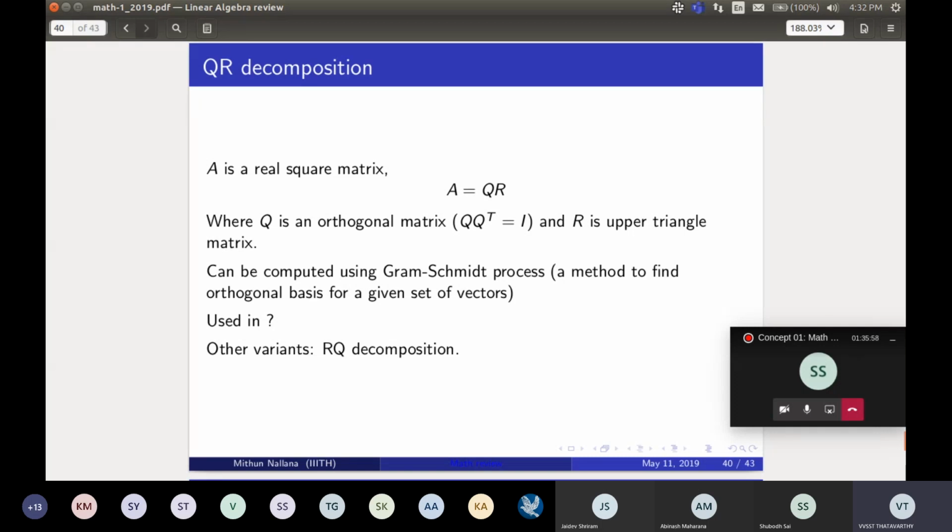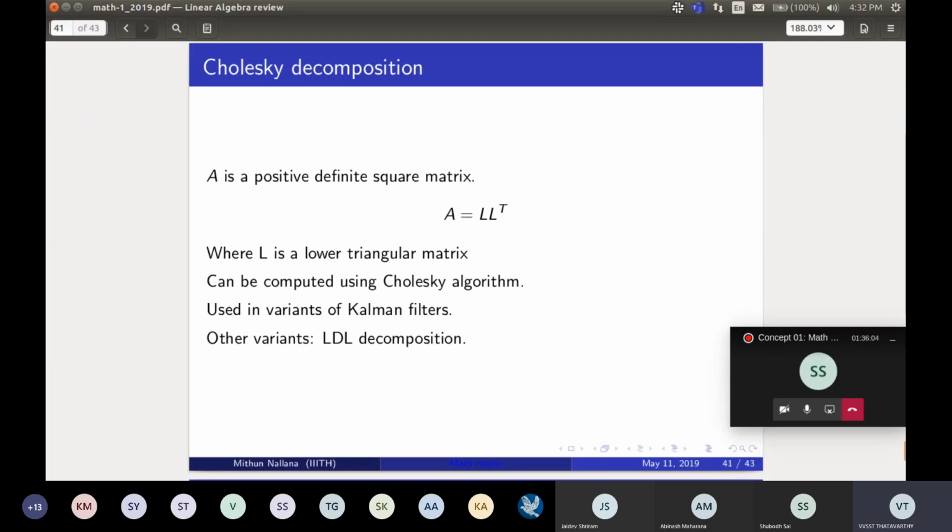See, there are other variants. If you represent the same matrix as an RQ decomposition, it will have a different set of applications. And the Cholesky decomposition also. Now instead of an upper triangular matrix, you take a lower triangular matrix and represent it in this way. Why do we call this Cholesky decomposition? Because we actually use the Cholesky algorithm to decompose the matrix in different variants of Kalman filters.